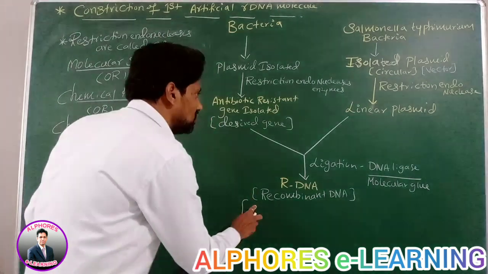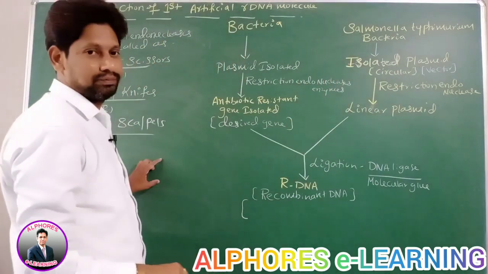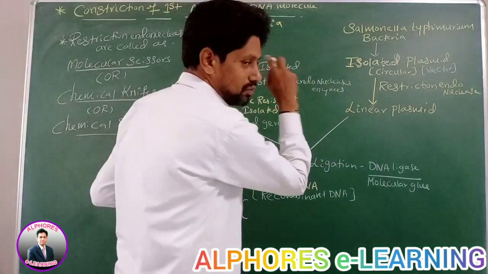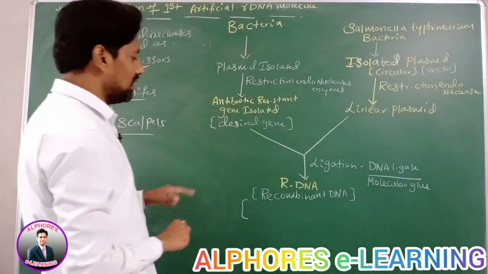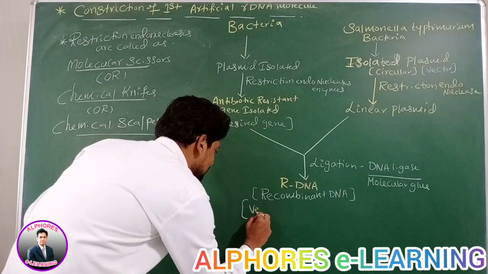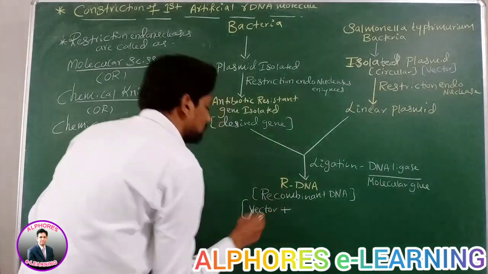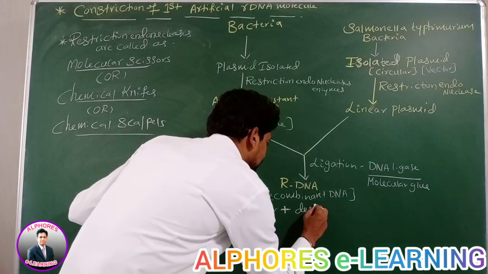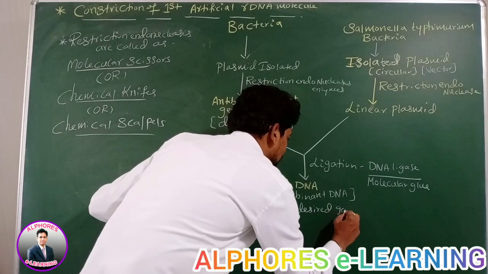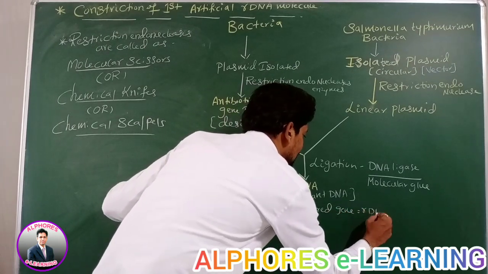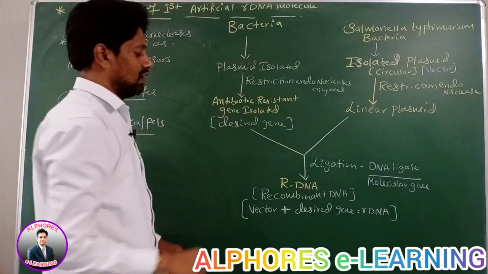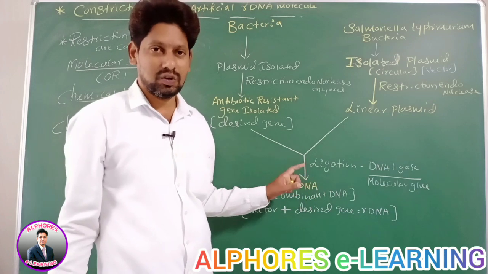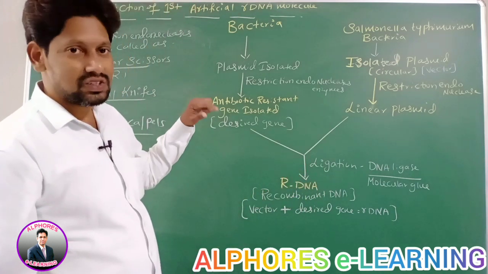It contains a desired gene. It contains a vector. Yes or no? What else does it contain? It has an antibiotic resistant gene which is placed inside the plasmid. Here the plasmid acts as what? Vector. Therefore rDNA contains a vector in which the desired gene is placed. Vector plus desired gene equals rDNA, the recombinant DNA molecule. Is there any doubt in these statements?